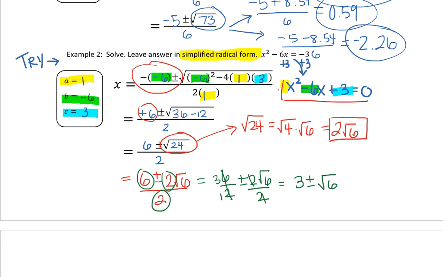Now, just as a warning, there's something you're not allowed to do here. You're not allowed to just go and cancel these 2 and say, oh, that's a 3. You have to think about this one as well. And that's only if there's a number on the outside of the square root. It does not apply to this 6. Okay? And this is your simplified radical form answer.